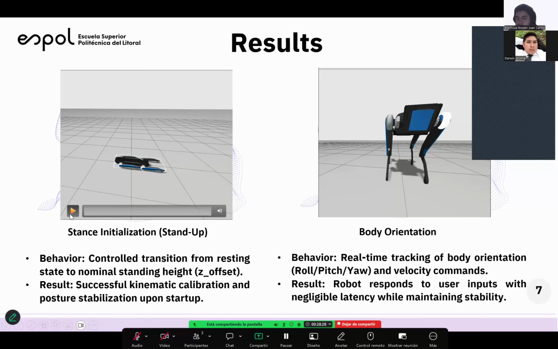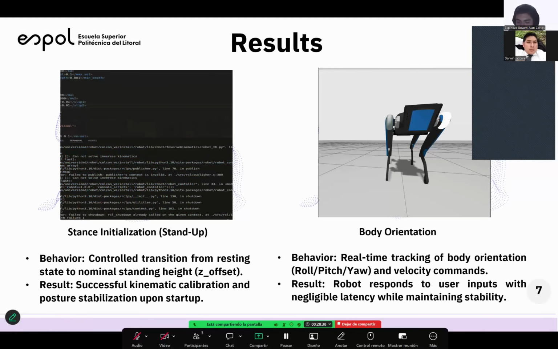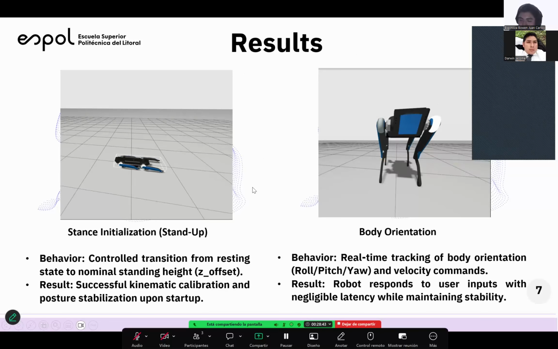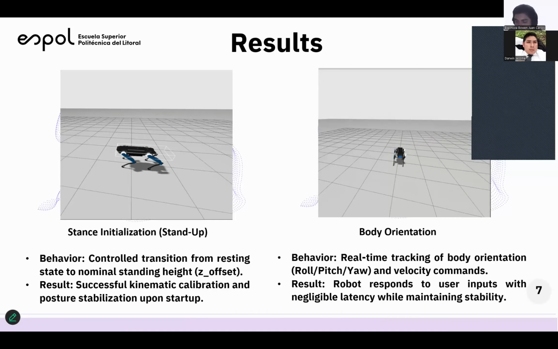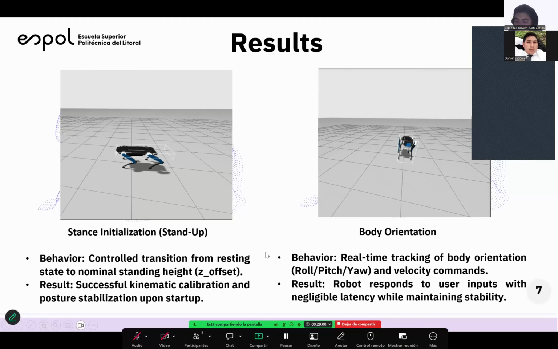Here we see our initial results. On the left, the stance initialization, the robot successfully transitioned from a resting state to a standing pose, stabilizing its posture. On the right, we see real-time tracking of body orientation, roll, pitch, yaw, and velocity commands, and the robot responds to user input with negligible latency while maintaining stability.